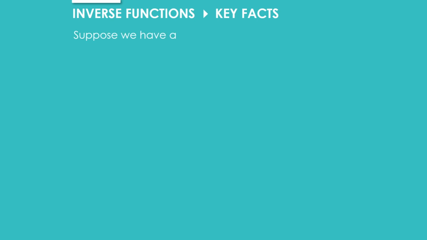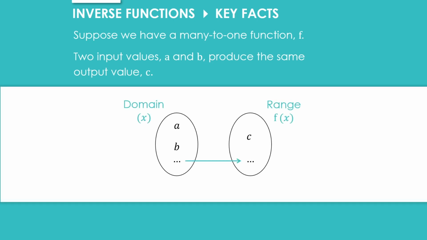that's not 1-1. So suppose we have a many-to-one function f. That would mean we've got two input values, we'll call them A and B, that would produce the same output value, C. So on the mapping diagram, we could represent it like this. That's perfectly fine. There's nothing to stop us having a many-to-one function.